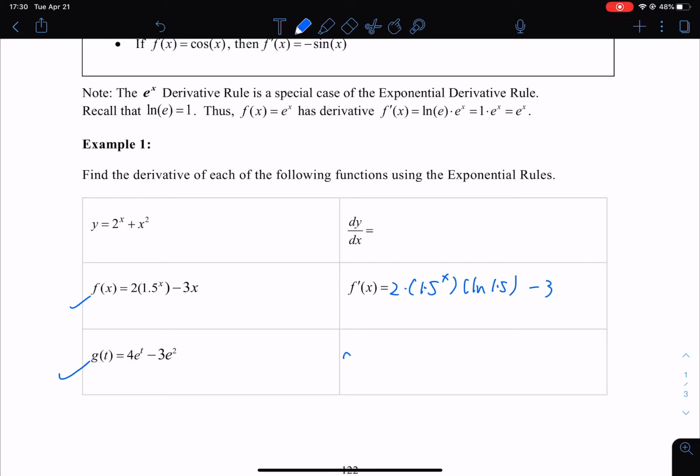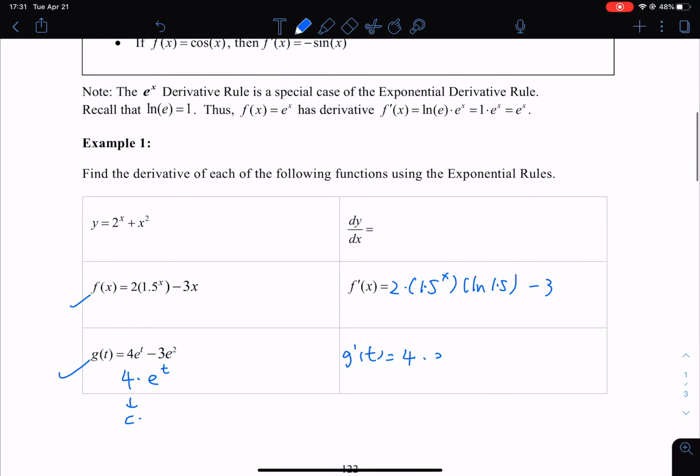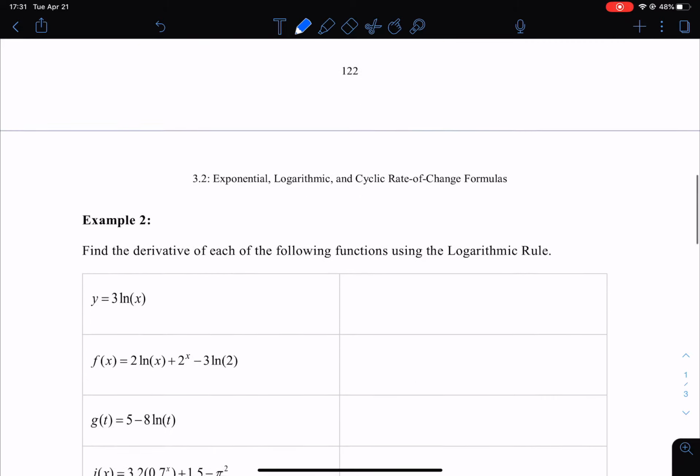And the second one, g prime of t. So the first term is 4, because 4 multiplied by e to the t, this is the constant number, so we keep the constant number. That is 4, then multiplied by e to the t's power. But the second one, because 3e squared is just a constant number, the derivative is 0, then we don't have the second term in the derivative.